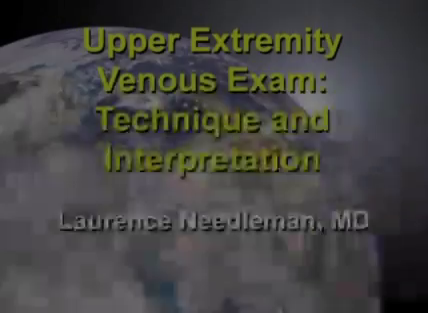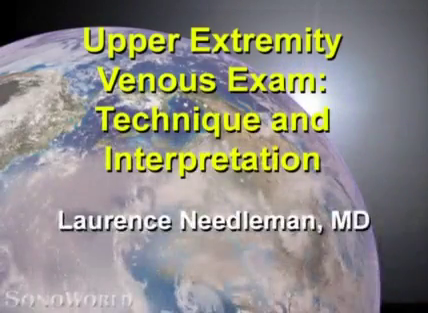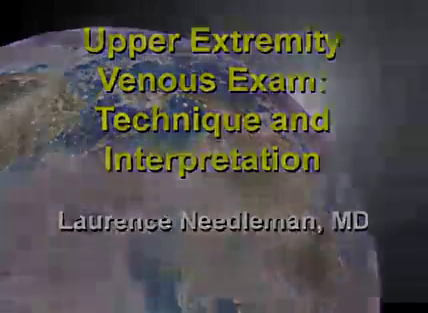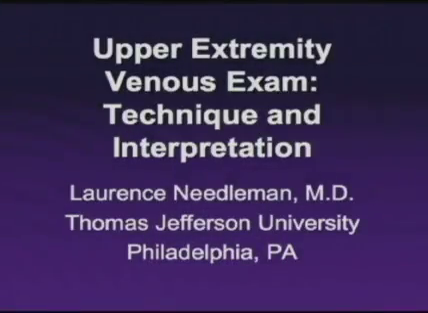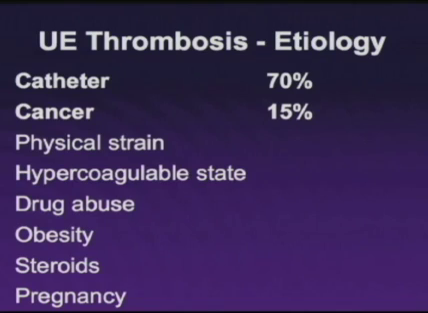This lecture is about upper extremity venous ultrasound. The upper extremity venous examination is being increasingly ordered for patients with indwelling catheters, prior to the placement of indwelling catheters, or patients with arm swelling. This mirrors the etiology of upper extremity thrombosis.